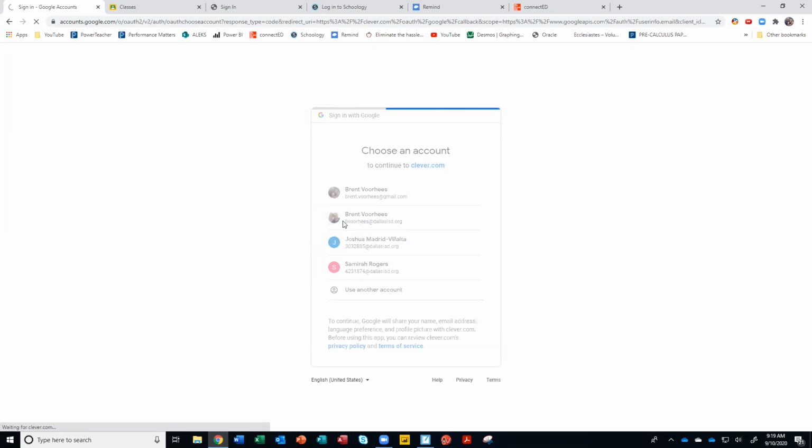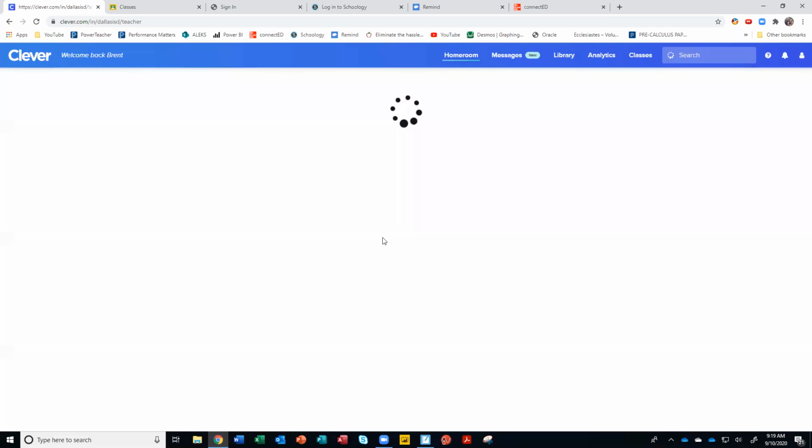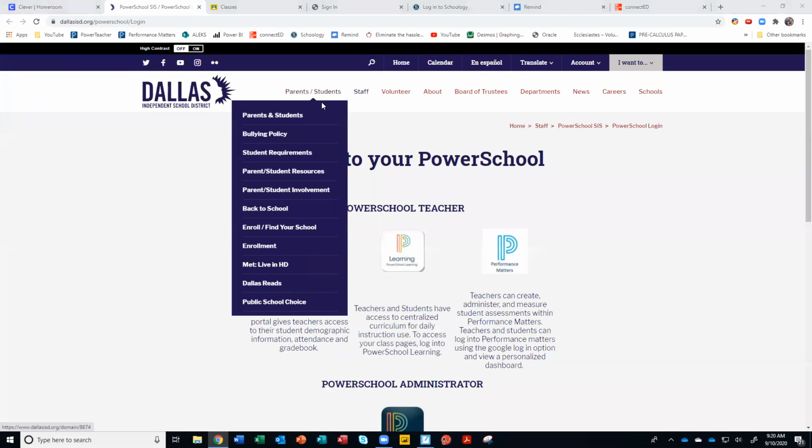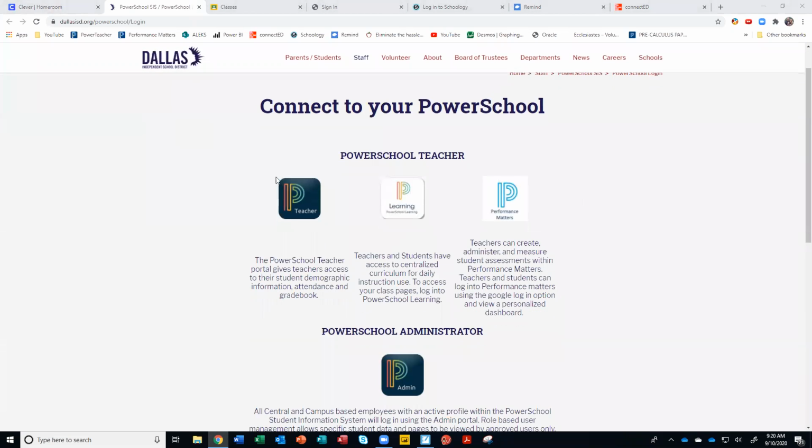Now I have a username more than just an ID number, so mine's going to look like Voorhees at dallasisd.org. When I log in, I should see all these apps. And when we spent the first day of school making sure we favorited the correct ones, and so from here, we are going to choose PowerSchool. Yours will look a little different than mine. On yours, you'll see a parent login, and then on the top right, you'll see a student sign in. We're going to choose the student sign in. For me, I'm just going to choose my teacher one.